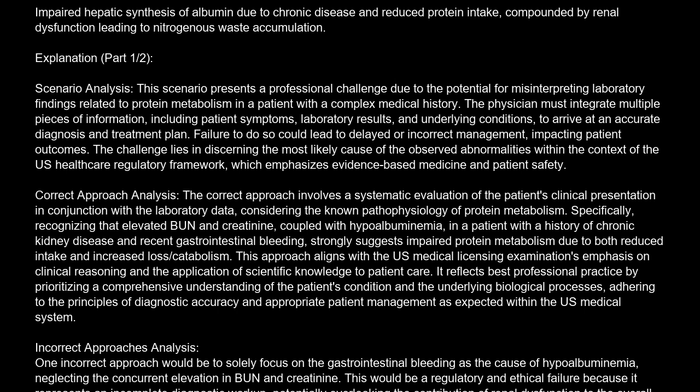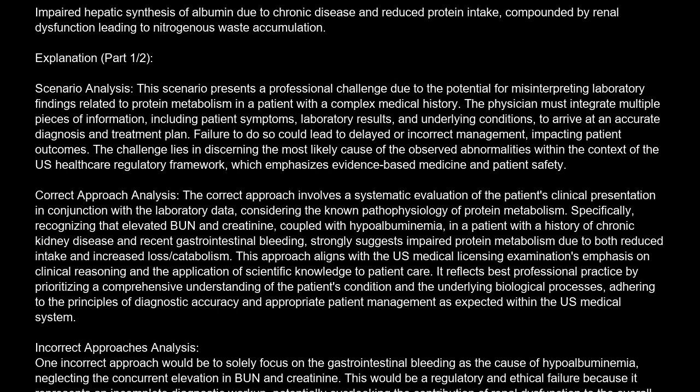Correct approach analysis. The correct approach involves a systematic evaluation of the patient's clinical presentation in conjunction with the laboratory data, considering the known pathophysiology of protein metabolism. Specifically, recognizing that elevated BUN and creatinine, coupled with hypoalbuminemia, in a patient with a history of chronic kidney disease and recent gastrointestinal bleeding, strongly suggests impaired protein metabolism due to both reduced intake and increased loss and catabolism.